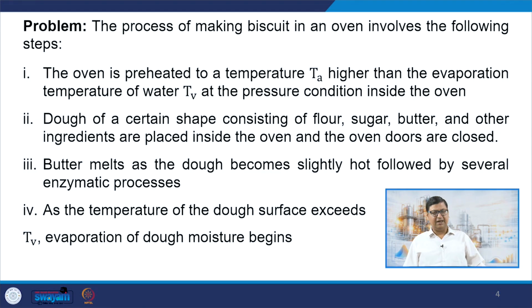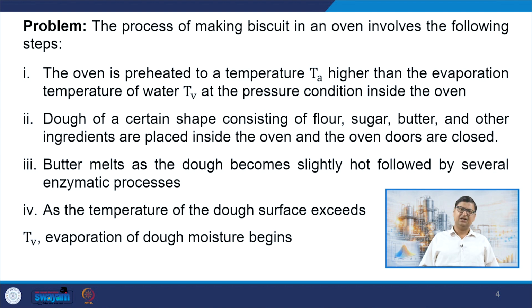And now, as a result of heating, what first happens is the butter melts and the dough becomes slightly hot, and then there are multiple enzymatic processes that begin inside the biscuit, right. So, what I want to highlight is, apart from just the heat transfer and evaporation, you also have a few chemical reactions taking place. And then, as the temperature of the dough surface exceeds Tv, it will take some time for the dough to reach the boiling point of water.